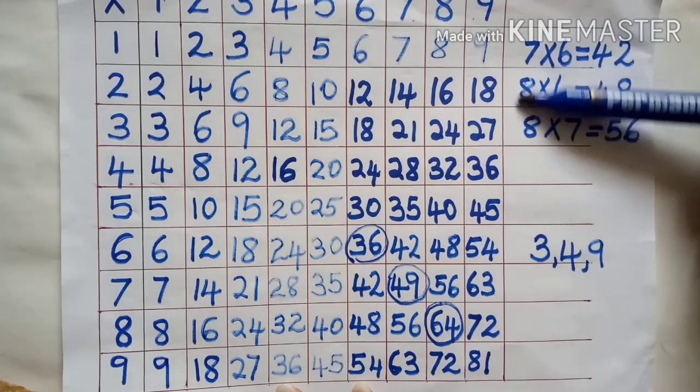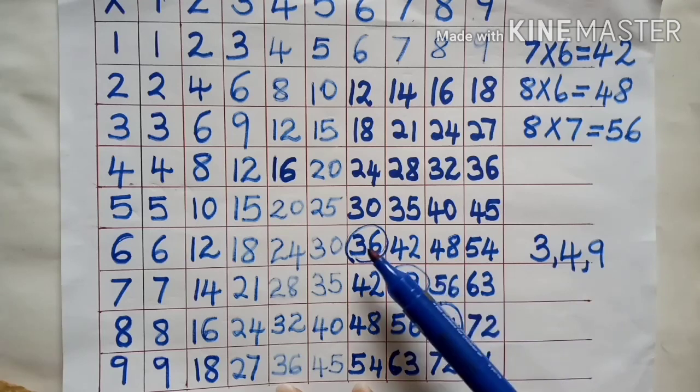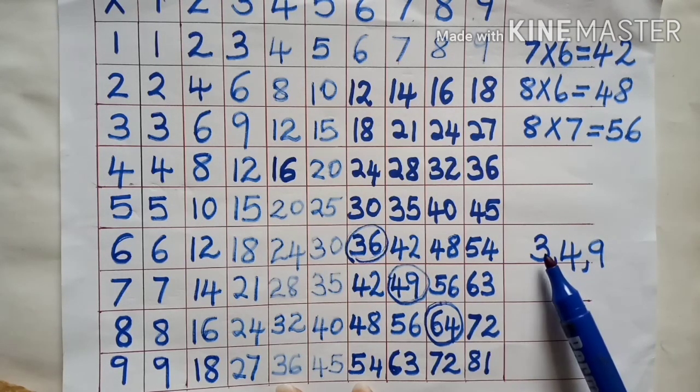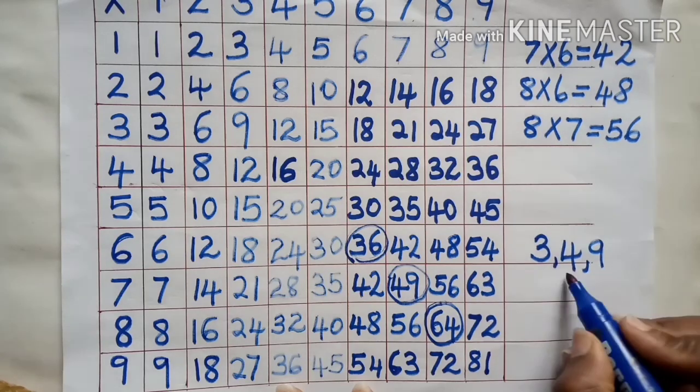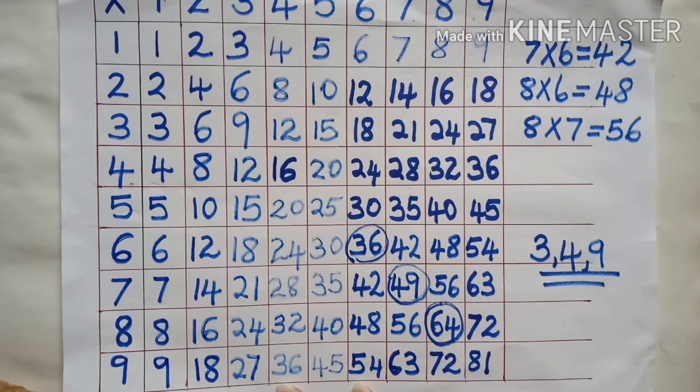In all, you have to memorize this, especially this, and then 6 times 6, 7 times 7, 8 times 8, and then the multiples of 3, 4, and 9. And with that, you'll have memorized your multiples.